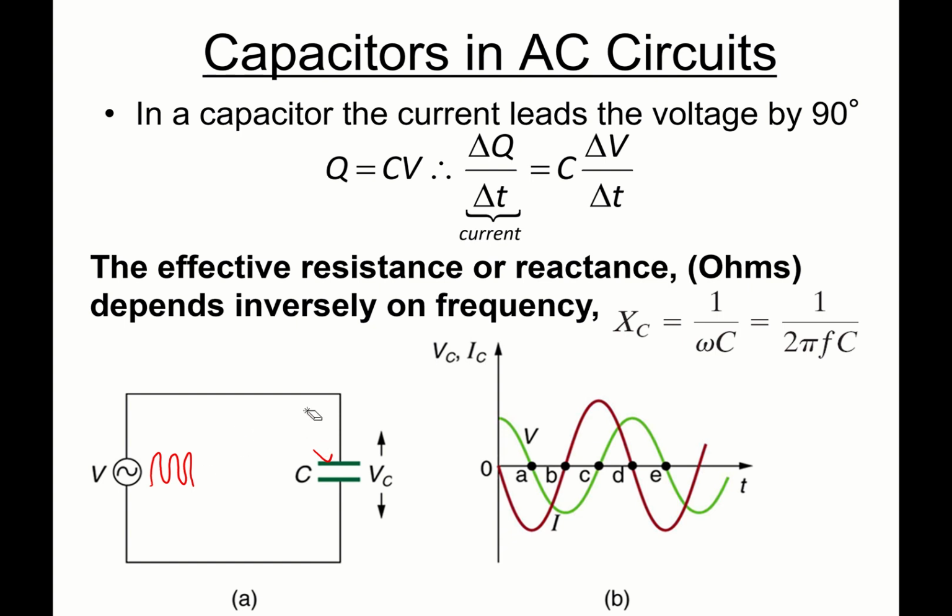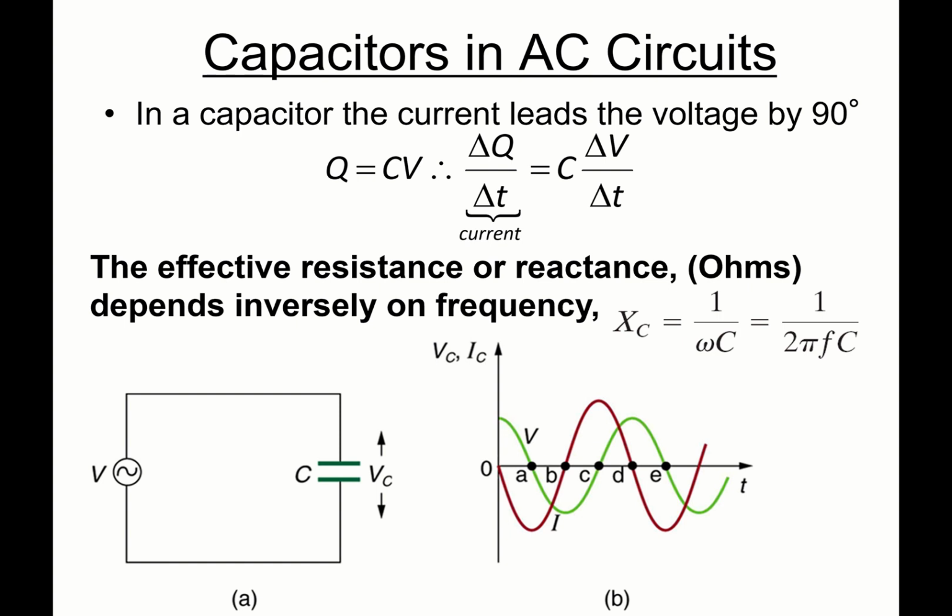In general, remember, the charge is equal to C times V. So if I take the rate of change of charge, which is the current, it's going to be C times the rate of change in voltage. So the current is going to be proportional to the slope of the voltage. So the current is going to lead the voltage by 90 degrees.